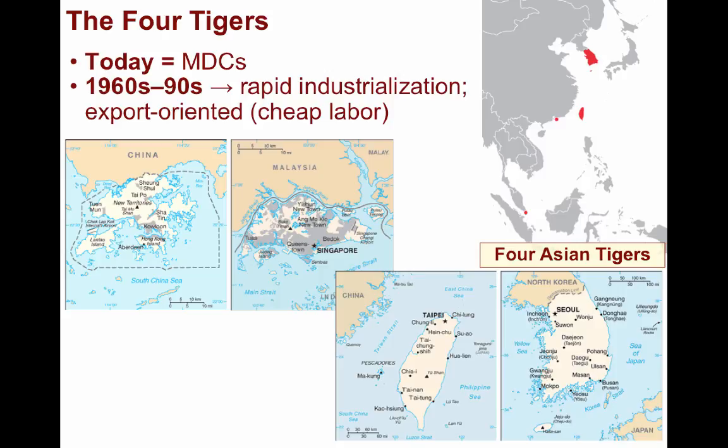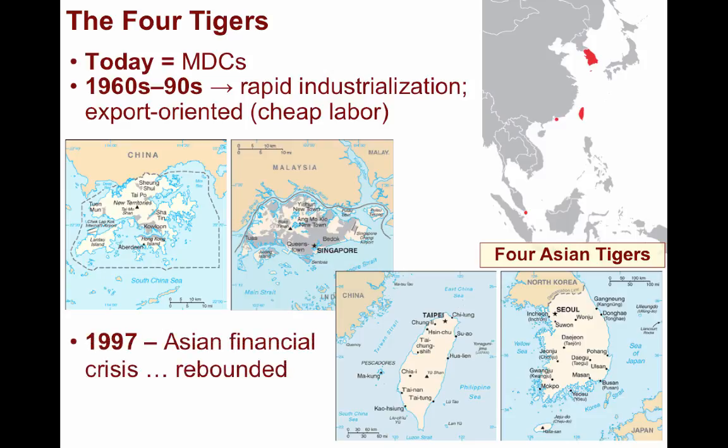For example, Hong Kong and Singapore have become world-leading international financial centers, whereas South Korea and Taiwan are world leaders in manufacturing information technology. In 1997, a financial crisis gripped much of Asia. However, the four tigers all rebounded by the late 1990s and early 2000s, and they have proven to be strong rivals to traditional powers of Japan and China.